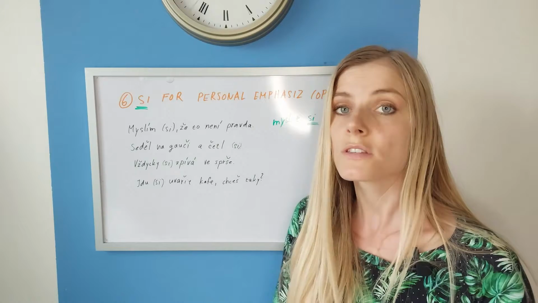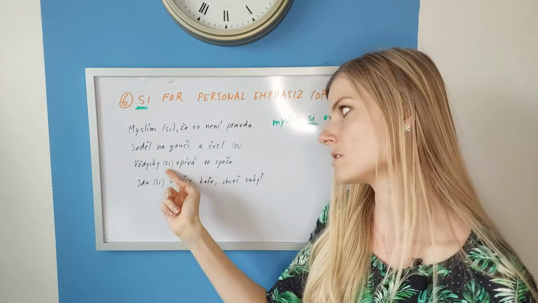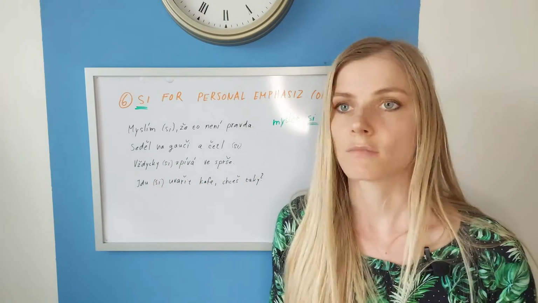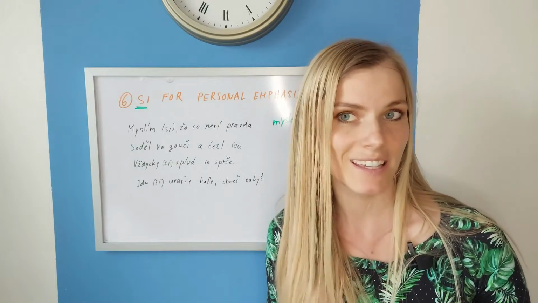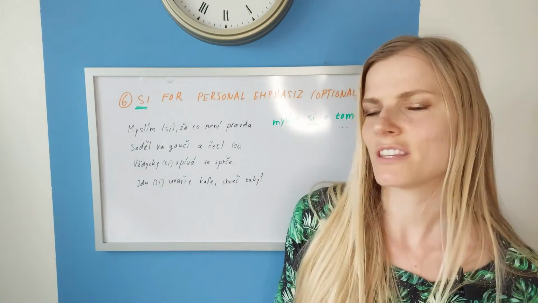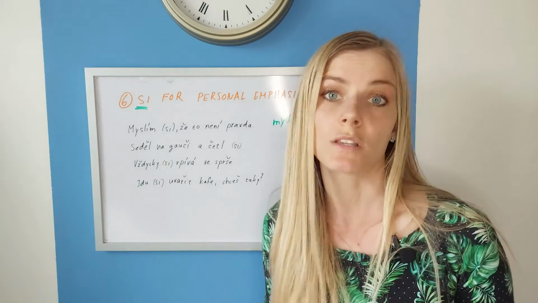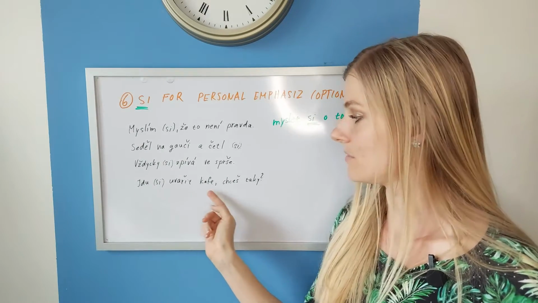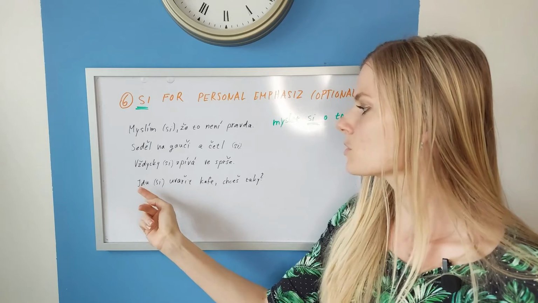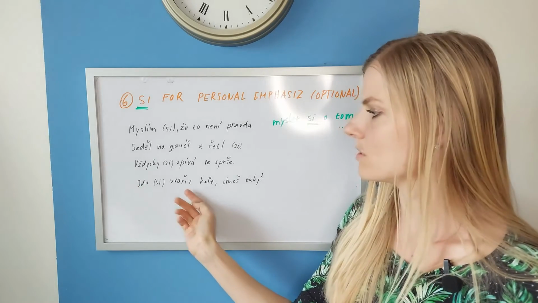He or she always sings to themselves in the shower. Again, this is not in public, it's not a concert, we're just singing to ourselves. Zpívám si. I sing to myself. Jdu si uvařit kafe. Chceš taky? I'm going to make myself a coffee.